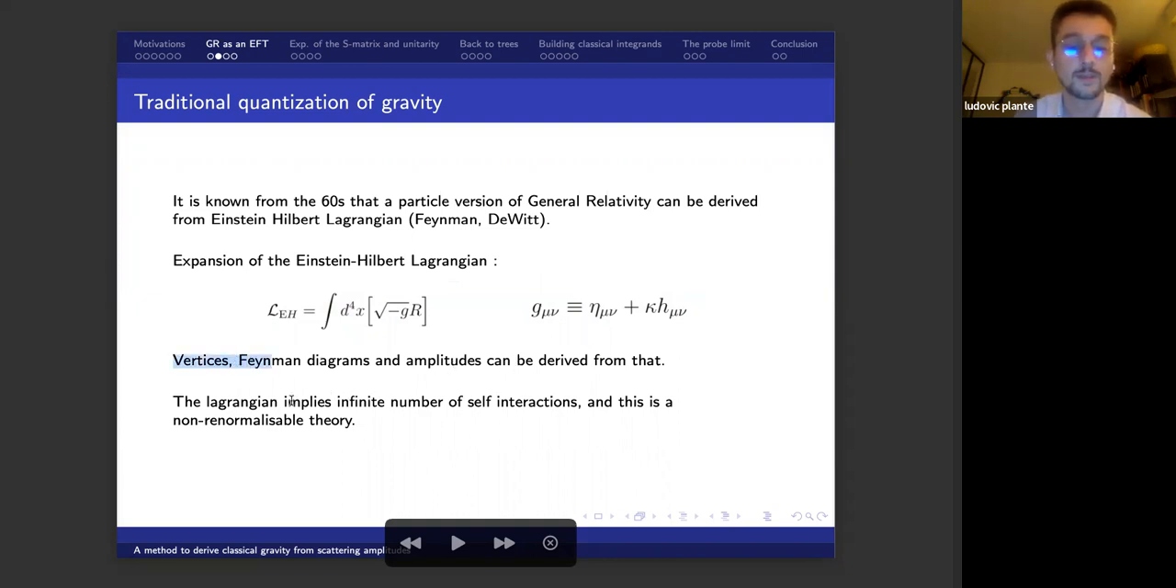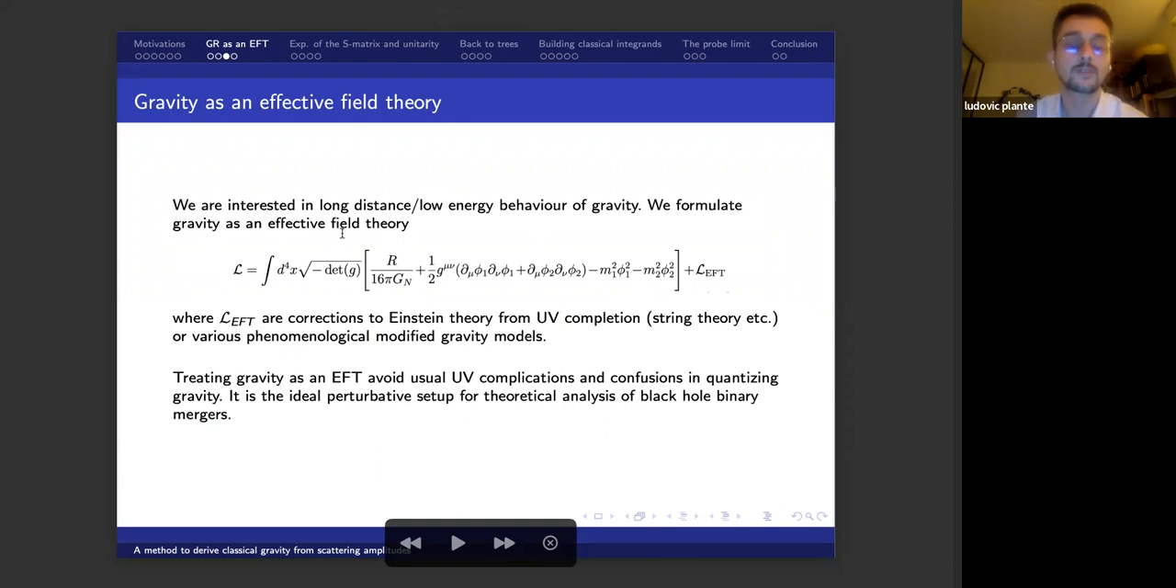The only problems being that you have an infinite number of self-interactions of gravitons, and a lot of UV divergences, and a non-renormalizable theory. So what you do is, in fact, we are interested in the long distance contributions of gravity.